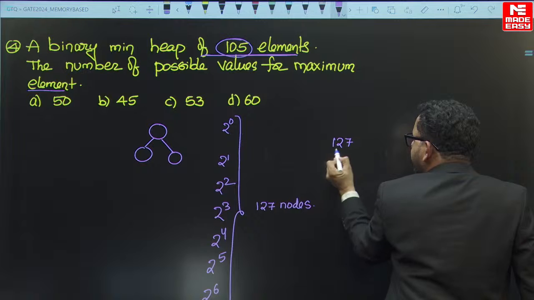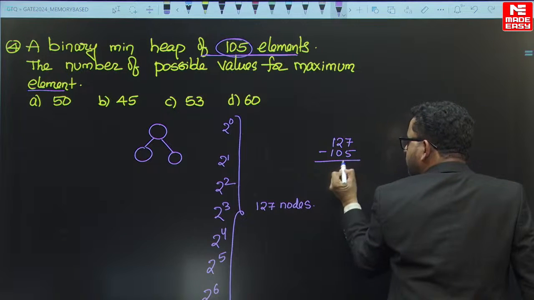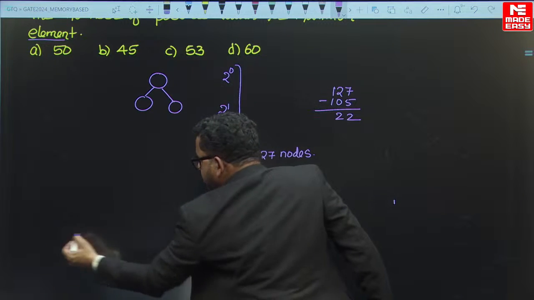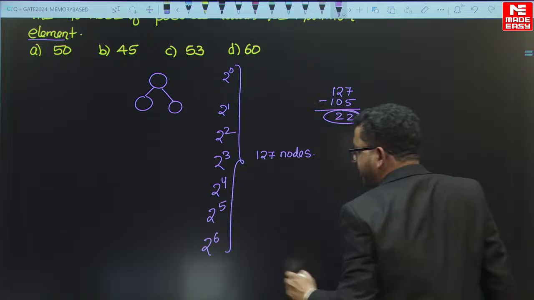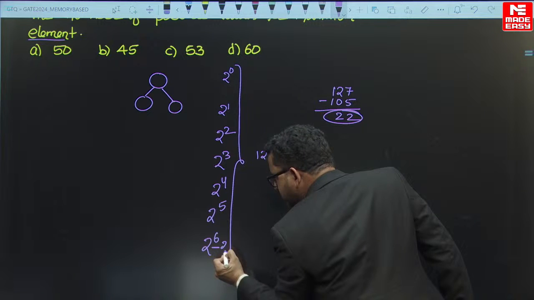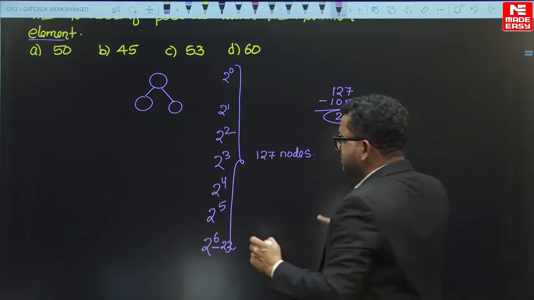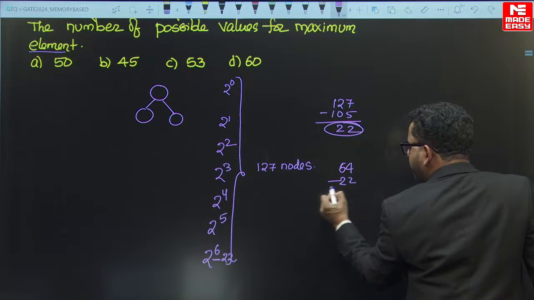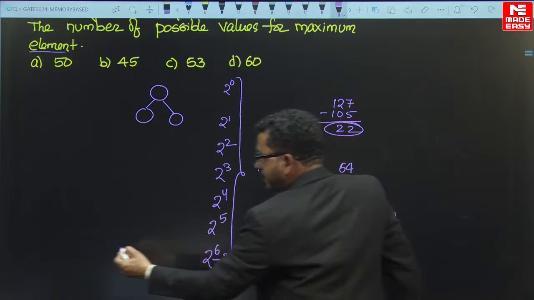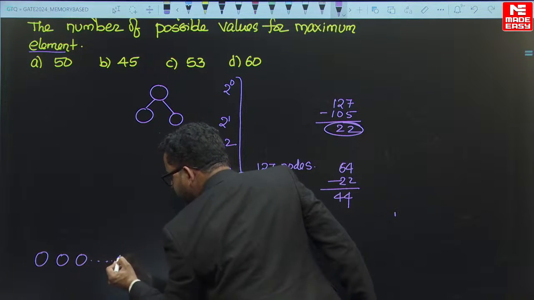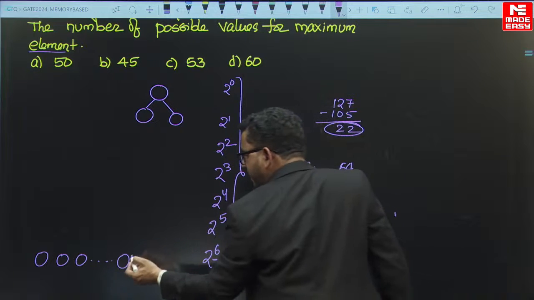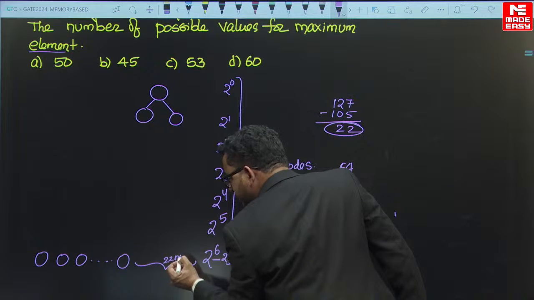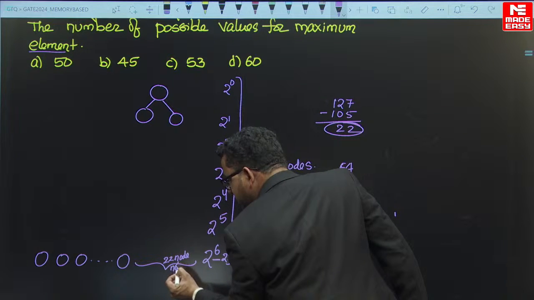That means 127 minus 105, so 22 nodes are not filled in the last level. So the last level has 2 power 6 minus 22 nodes only. That means 64 minus 22, so the last level has 42 leaf nodes, because the total is 105 only. So 22 nodes do not exist in the last level.